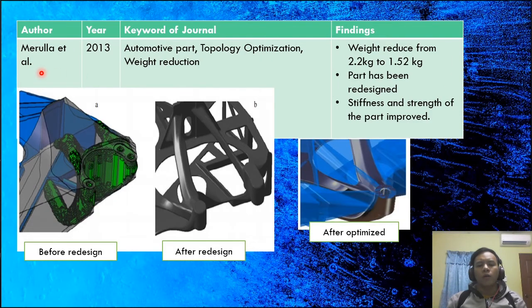Mera et al. also did controlled topology optimization and weight reduction on this automotive part. They found that weight reduced from 2.2 to 1.52 kg, and the part has been redesigned. This is the original part and then redesigned to this one. After optimization, the stiffness and the strength of the part improved.